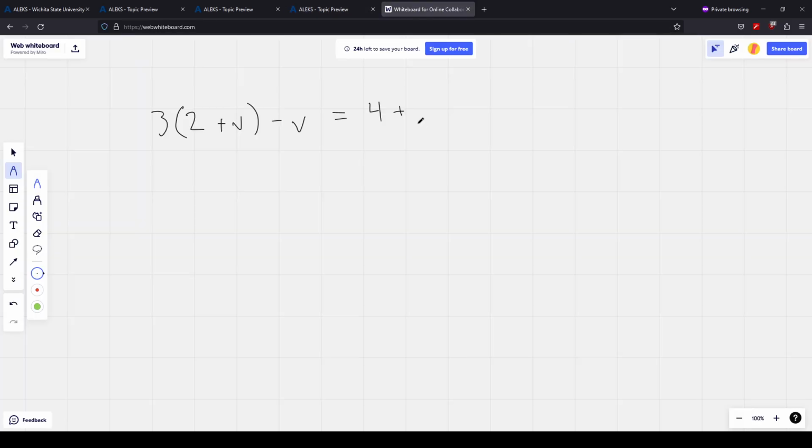4 plus 2 times v plus 1 in parentheses. All right, what we're going to do to try and solve this equation is kind of similar to the work that we did on the first 2 topics. We want to isolate our variable. In this case, that is v.